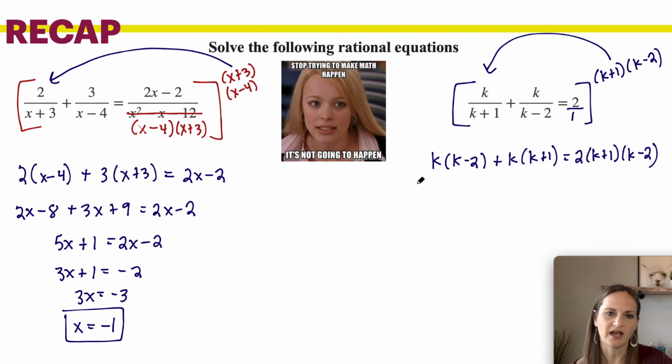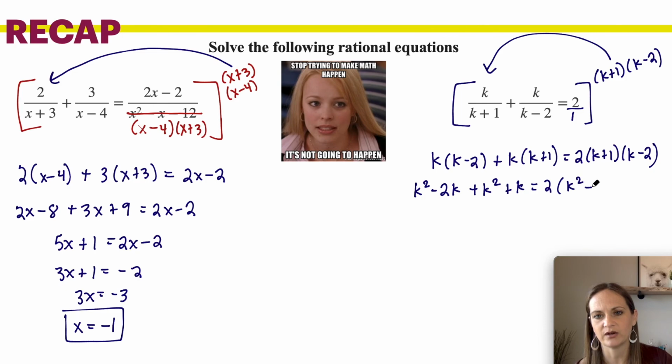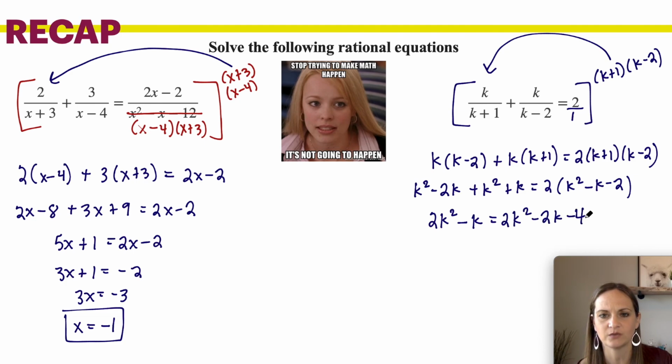So I'm going to distribute. I'll get k squared minus 2k plus k squared plus k equals 2 times k squared minus k minus 2. If you FOIL that, you would get that. So to solve, k squared plus k squared is 2k squared. Negative 2k and a positive k is a negative k. And I'll distribute this: 2k squared minus 2k minus 4.